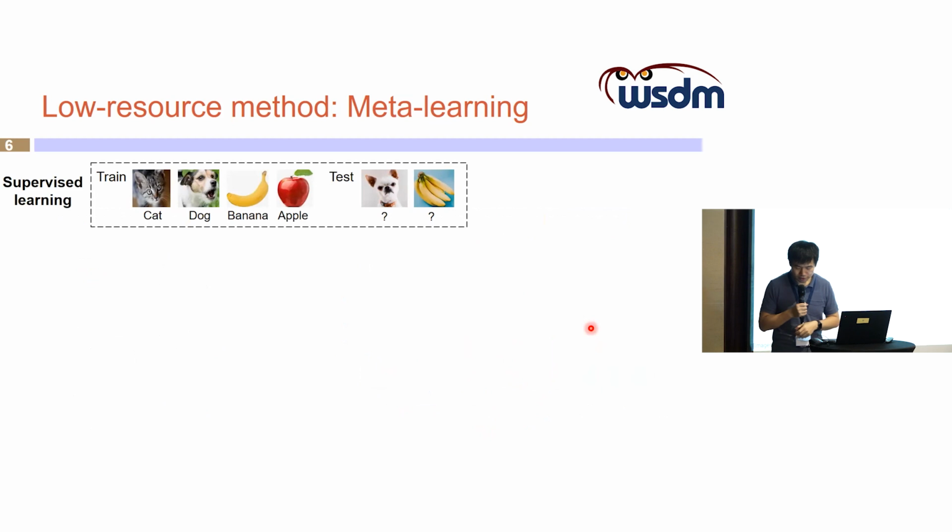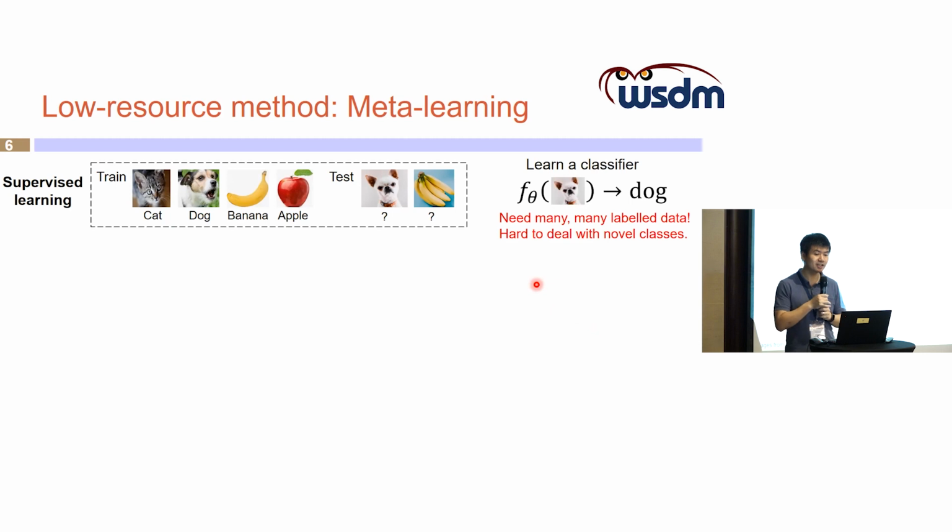So how do we solve this low resource problem? There are a few different learning paradigms that we can rely on. Let's talk about the most traditional one, the supervised learning setting. In supervised learning, you have a set of training examples, and you have some test examples that you want to make predictions on. Based on the training examples, you learn a classifier, so you learn the parameters. The classifier can map an input instance, like an image here, to a label.